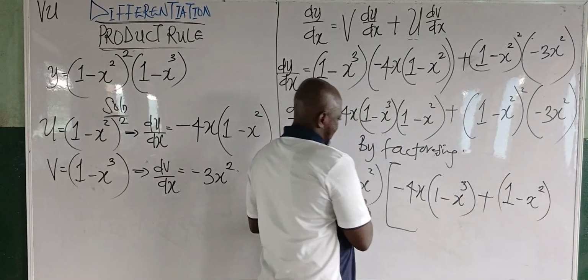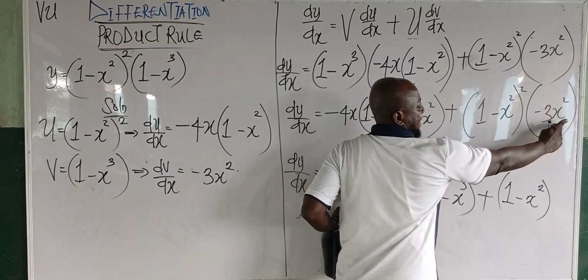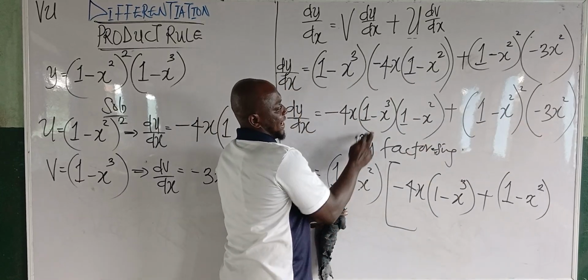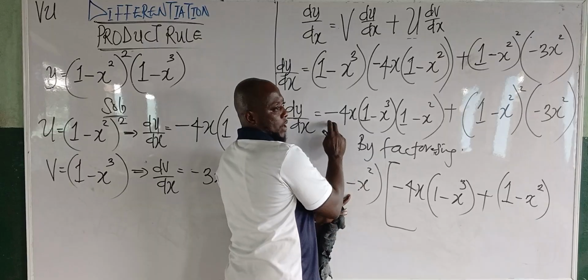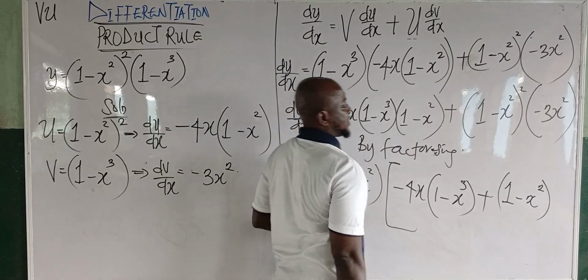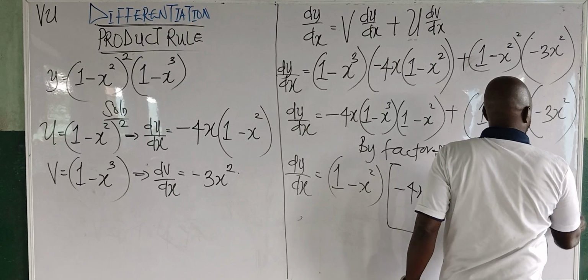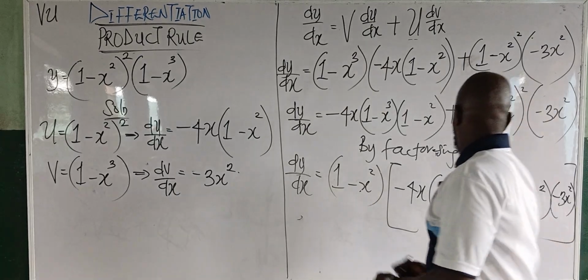Then this one cannot divide this. They are not the same thing. This can only divide itself. I did not divide this by this one. They are different, so they can only divide themselves. So I'll bring this one down: minus 3x squared here. That's what I'm having here.